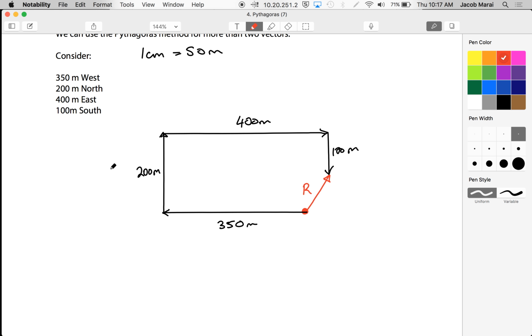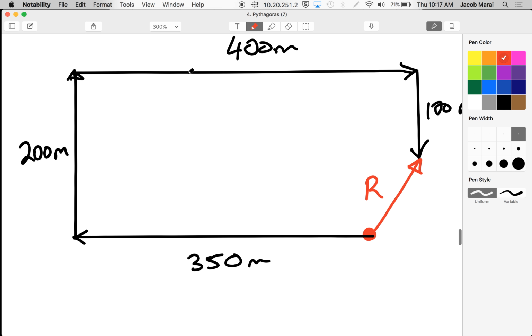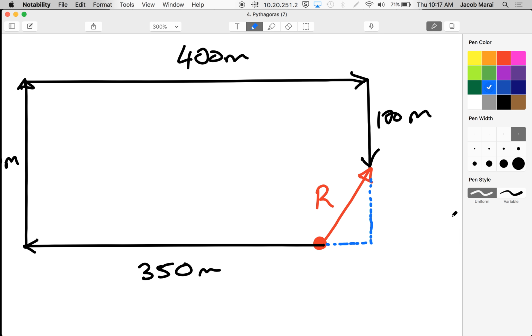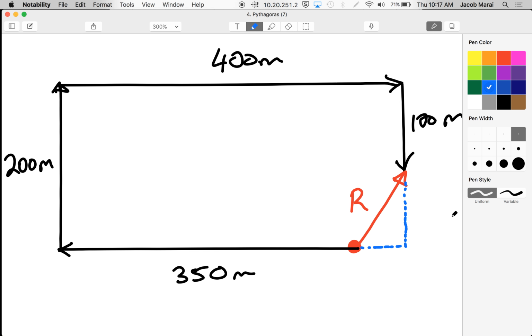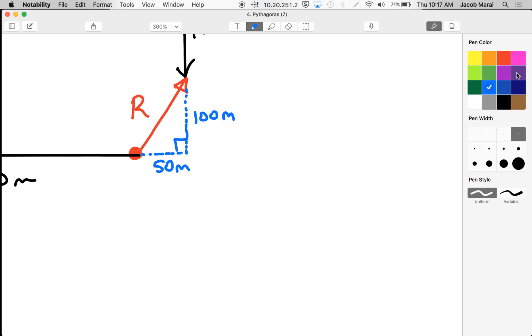We've just learned about Pythagoras and SOHCAHTOA. So here's what we can do. You should be able to see that I can draw little dashes. You should be able to tell me those blue side lengths by looking at this shape. This guy's 100 metres, and this guy's 50 metres. And so look at that, there's our right angle triangle.